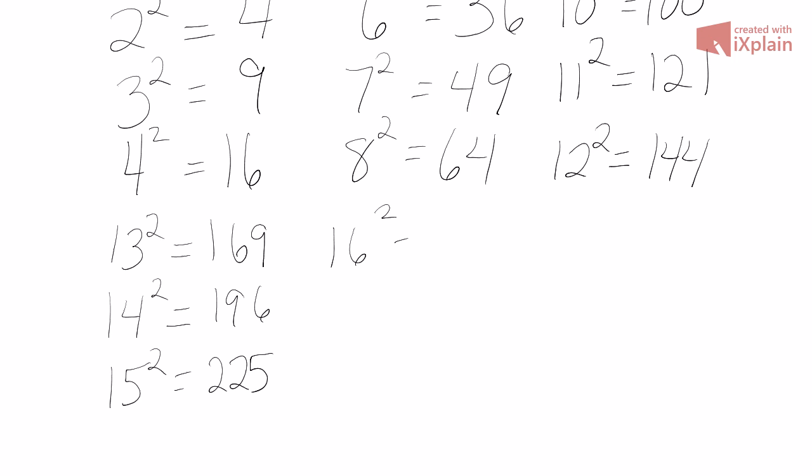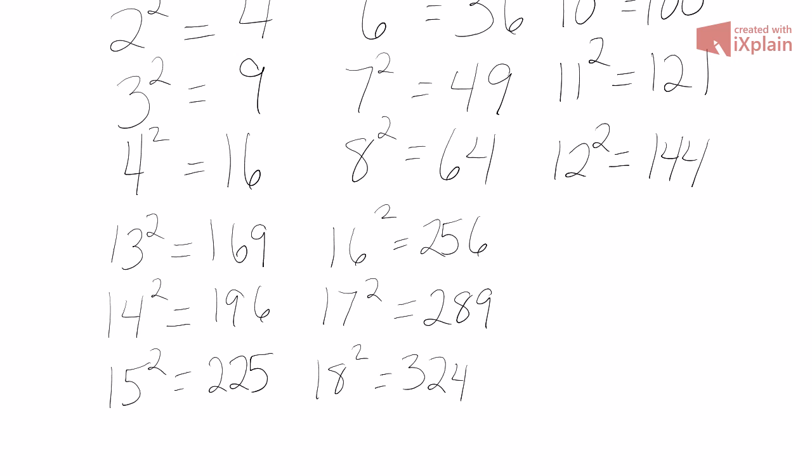16 squared, it's going to be 256. 17 squared, it's going to be 289. 18 squared is going to give me 324. 19 squared is going to give me 361, and then my last one that we have to have memorized, 20 squared, will give me 400.